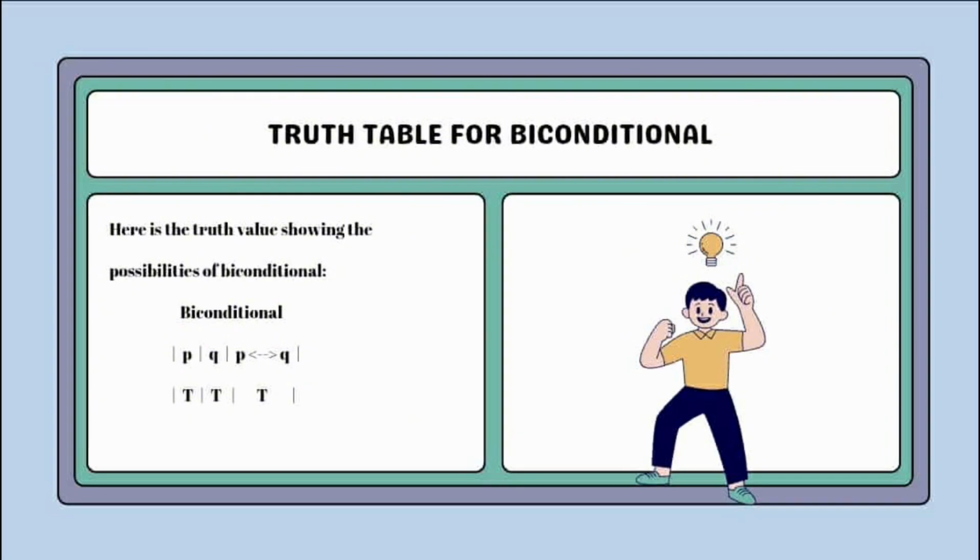Truth table for biconditional. Here is the truth table showing the possibilities of the biconditional. So this is the first column for P, the column for Q, and the column for P if and only if Q. So in a biconditional, if both components have the same value, then it is true, otherwise it's false.